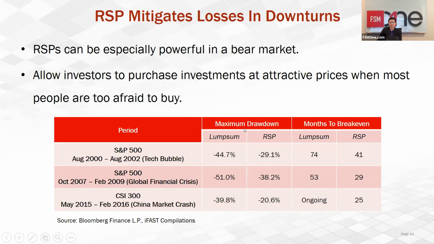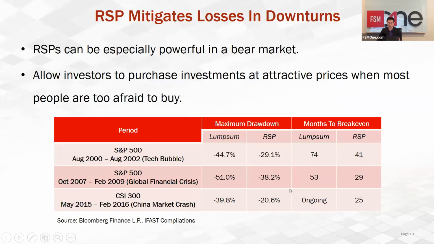And also, the amount of time it took for both investors to break even is very different as well. For the lump sum investor, the number of months it took to break even on his investments is 74 months for the tech bubble, referring to the S&P 500, and 53 months for the global financial crisis, again referring to the S&P 500. Now, for investors who invested at the peak for the Chinese equity market before it eventually crashed, even after close to 5 years, this group of investors haven't actually broken even on their investments.